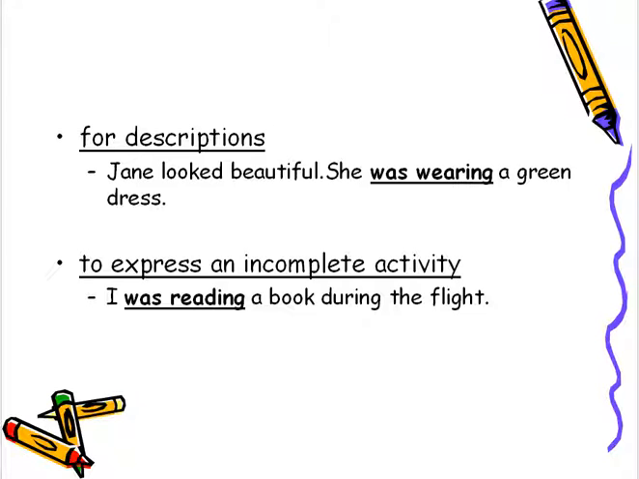Past continuous is also used for descriptions. Jane looked beautiful. She was wearing a green dress. Or to express an incomplete activity. I was reading a book during the flight. Here past continuous is used because I was just reading a book during the flight. It doesn't mean that I read the whole book. I just read as much as I could on the flight. So it's an incomplete activity. I was reading a book during the flight.